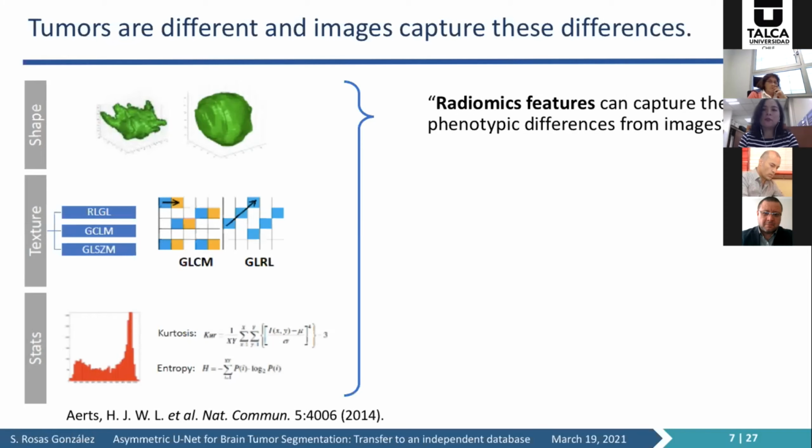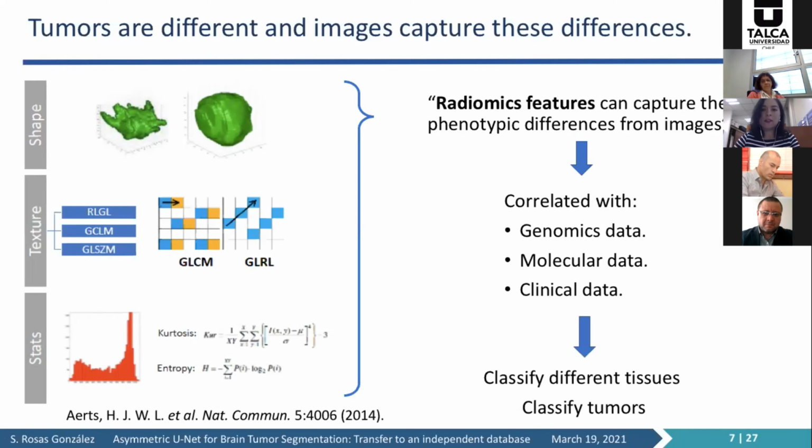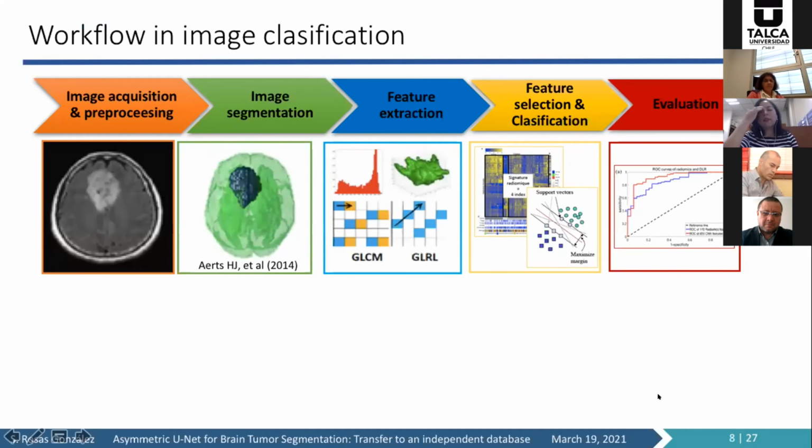These features capture the information from the images, and they are correlated with genomic data, molecular data, and clinical data, which allow us to classify the different tissues and different tumors. The traditional workflow in image classification starts with image acquisition and preprocessing, followed by the image segmentation of the region of interest. And then we can extract some features, for example, radiomics features, to train our models. And then we need to reduce this number of features to select the most relevant for the classification problem. And finally, we evaluate our model.